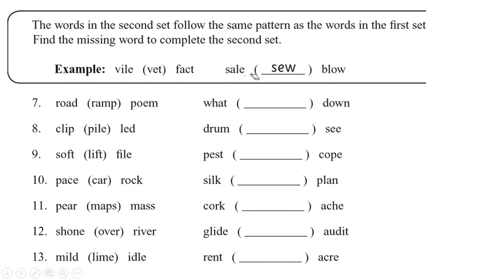Right, so hope you've tried them. So let's go over question 7 quickly. Now this one is road and poem. They're being used to make up the word ramp. What and down will be used likewise to make a word that goes in here. So let's see what happens here. So this R is the first letter there. So this R has come from the first one there.